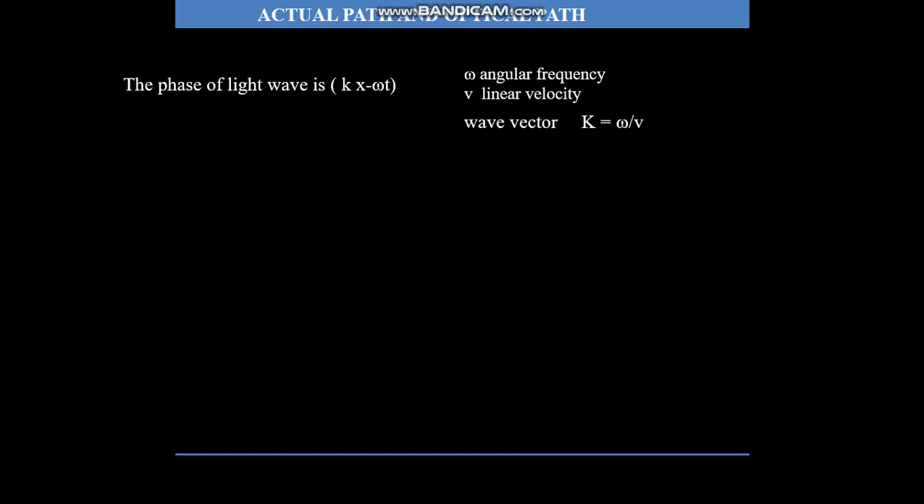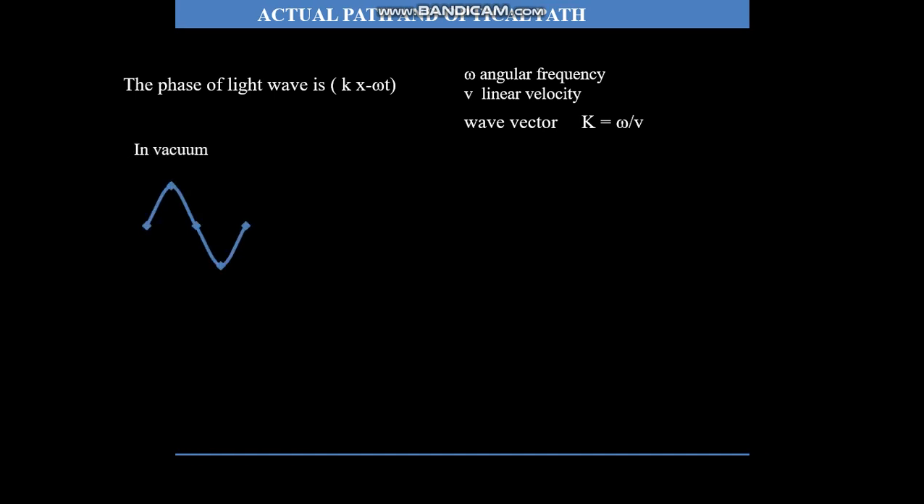Now let us see what the actual and the optical path are. The phase of light is kx minus omega t. Omega is the angular frequency. v is the linear velocity. The wave vector k is equal to omega upon v.